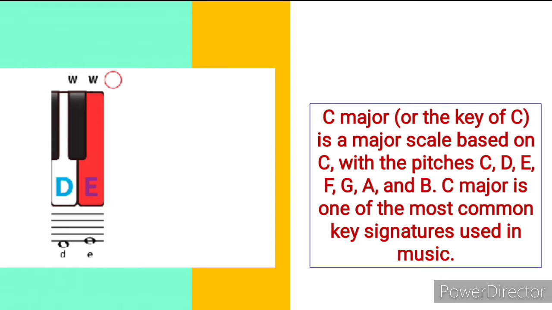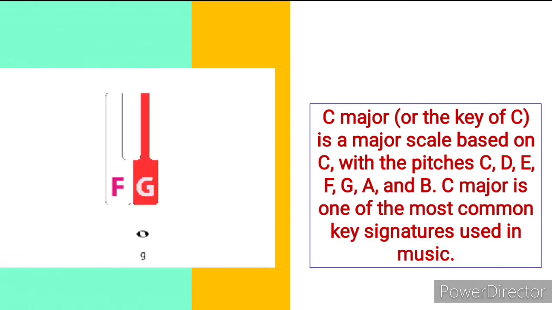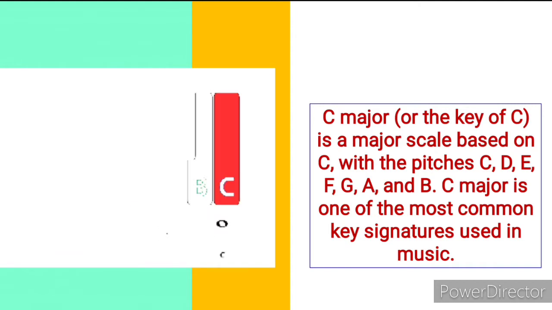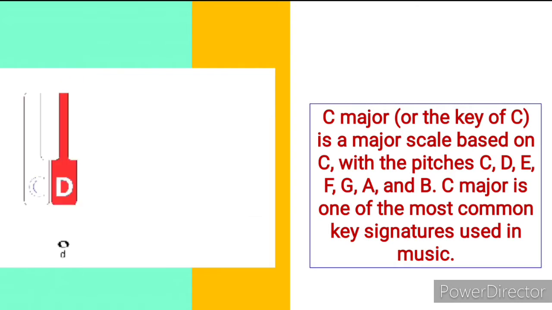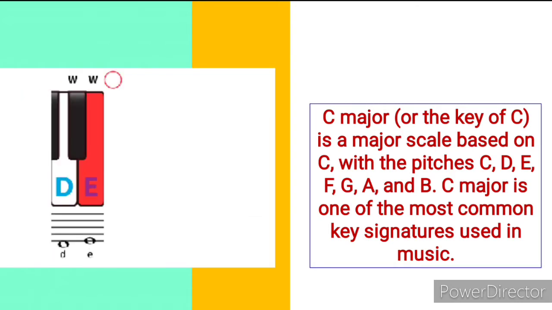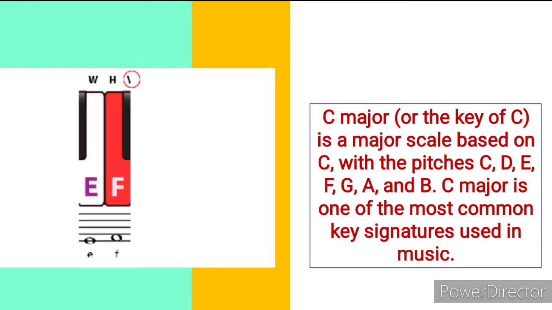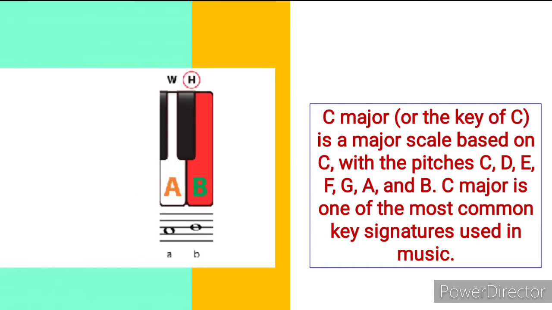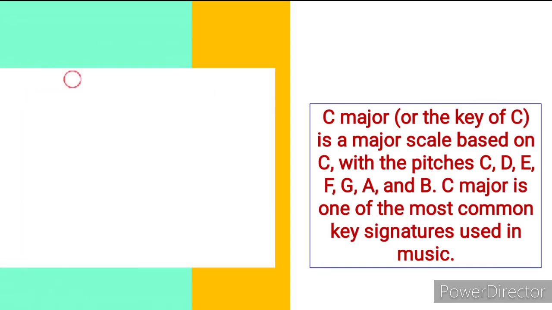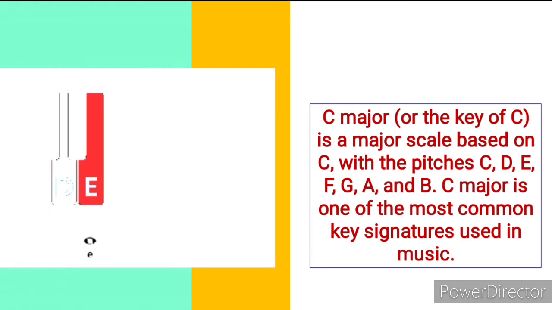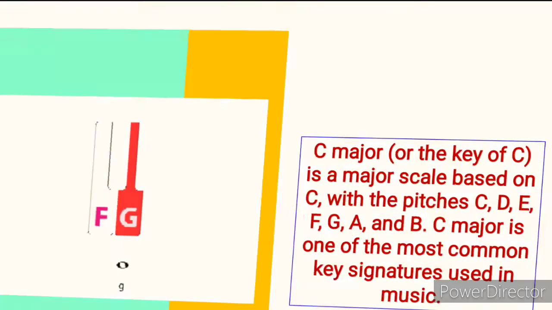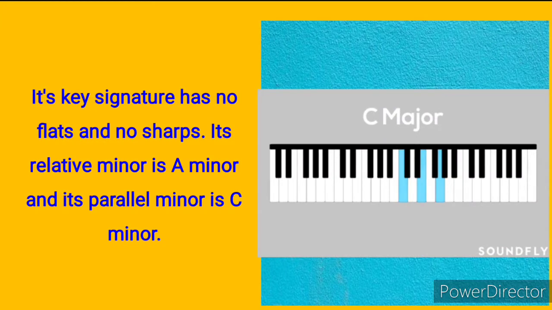In the scale of C major, or you call it the key of C. Now listen, we can call it C major scale or what? The key of C. It's a major scale based on C, with pitches on C, D, E, F, G, A, and B. What is C major based on? It is based on C, D, E, F, G, A, and B. C major is one of the most common key signatures used in music and is the easiest. Why is it the easiest? Because they are all on what? White keys. Its key signature has no flats or sharps.